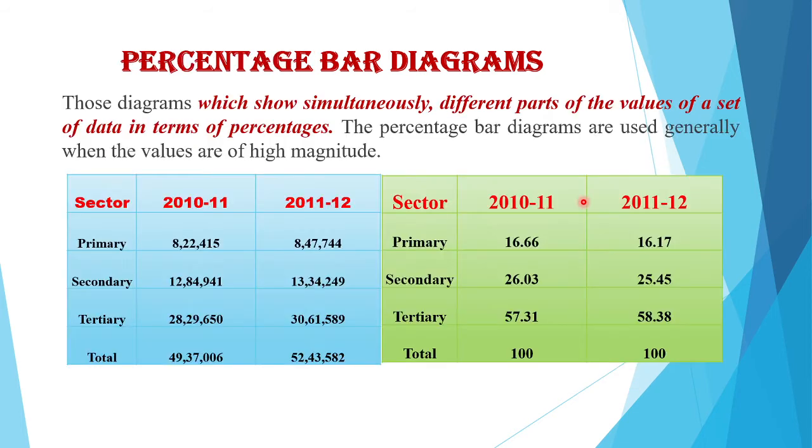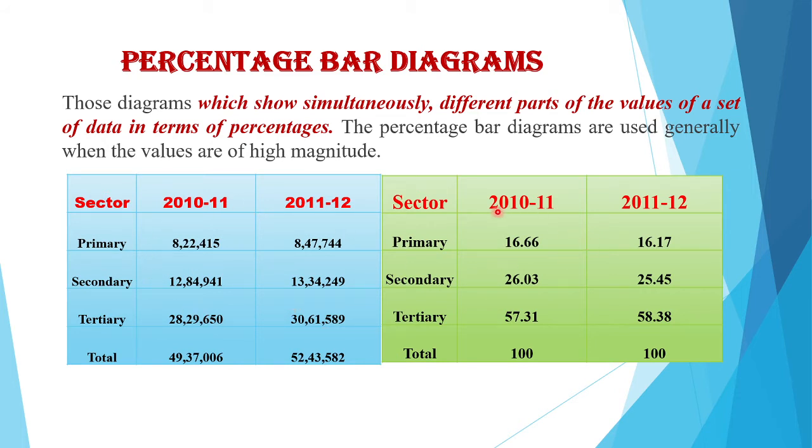Next is the percentage bar diagram, which shows simultaneously different parts of the values of a set of data in terms of percentage. This kind of bar diagram is generally used when the values are of high magnitude. Here you can see the data of primary, secondary and tertiary sector. The value is of very high magnitude.